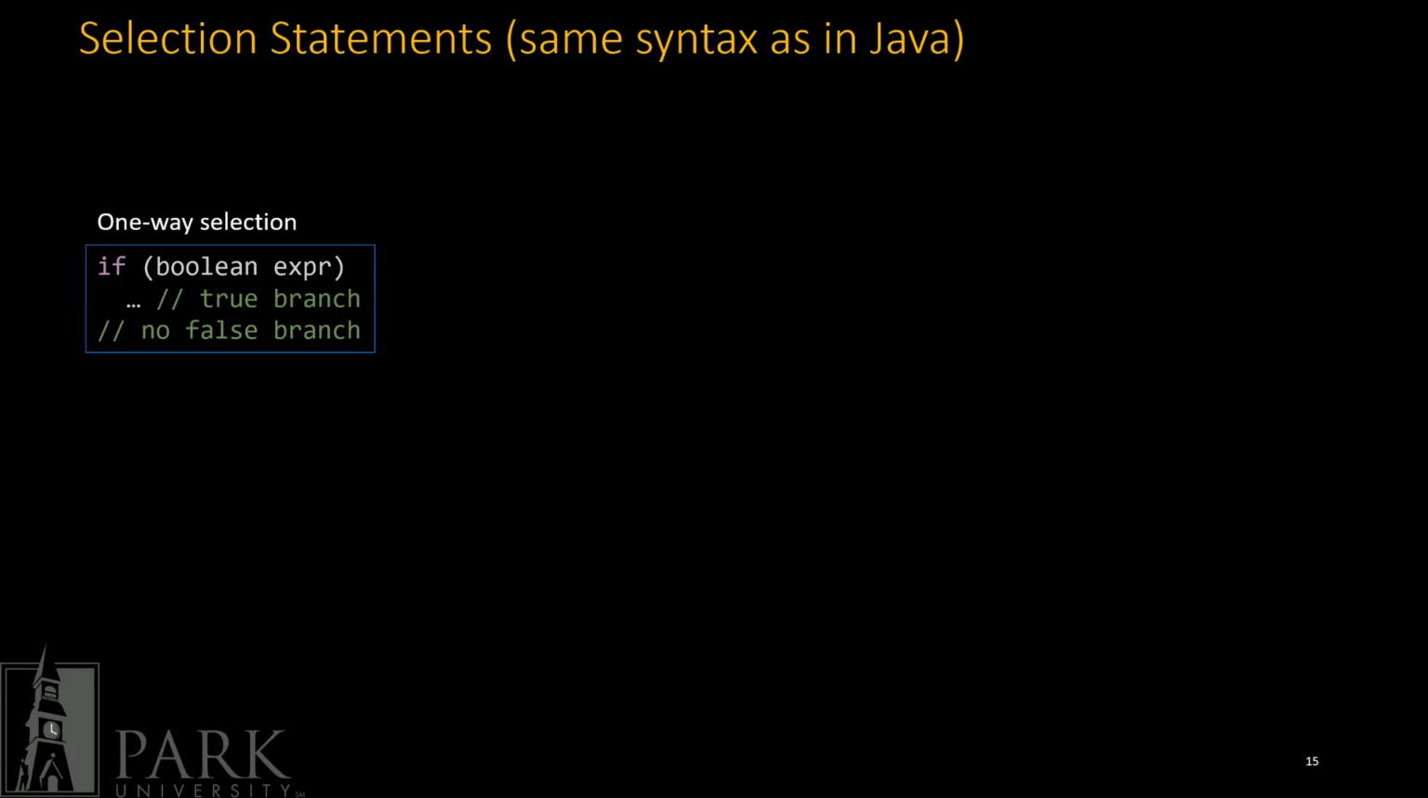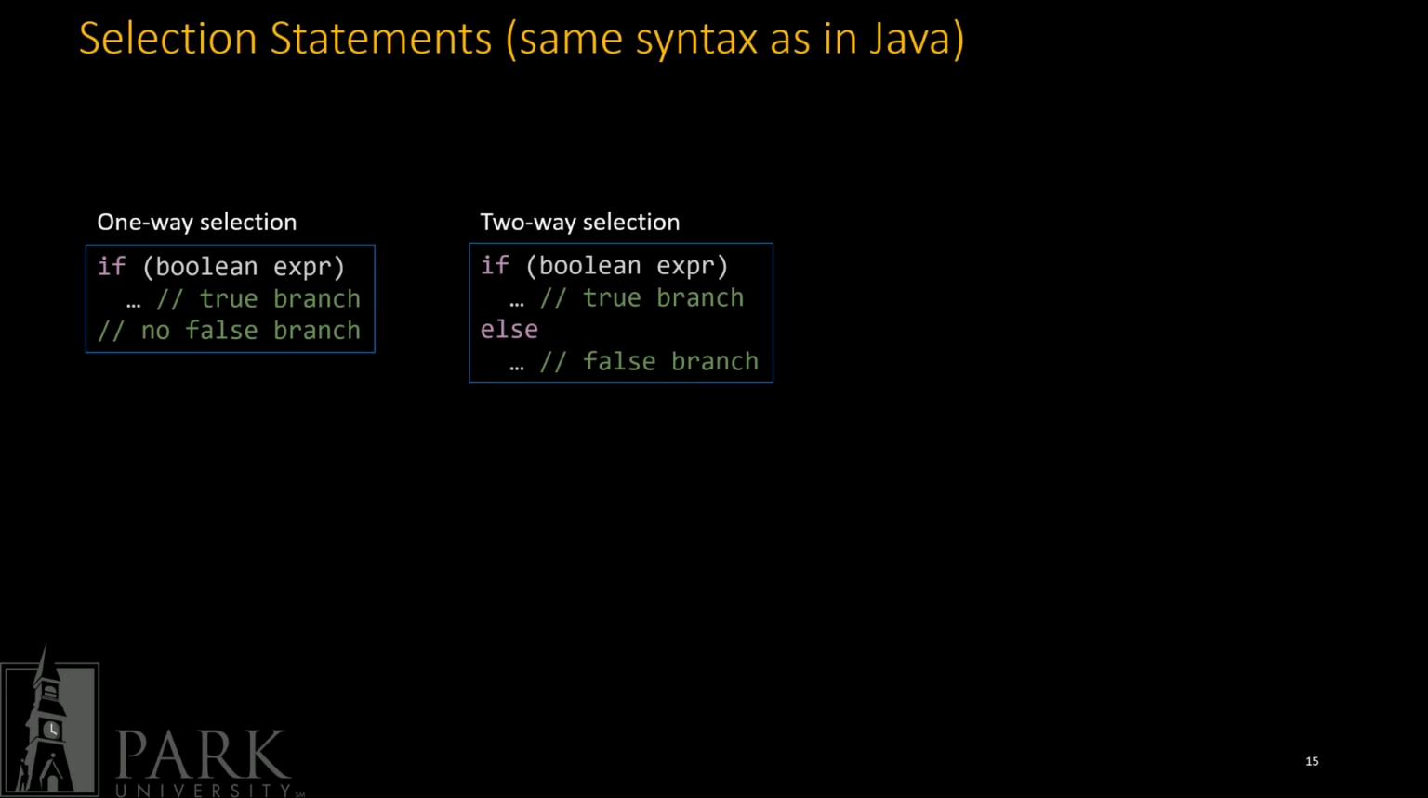We have the one-way selection, which is just an if statement. If something is true, execute it. Otherwise, don't execute it and continue on with our sequential execution of whatever comes after the if. We also have our two-way selection, which is our if-else statement, which says you're going to go one of two ways. You've reached a fork in the road. If this thing is true, we go do this thing to the left, or if it's false, then we go do this thing to the right. And again, this is exactly identical to Java.